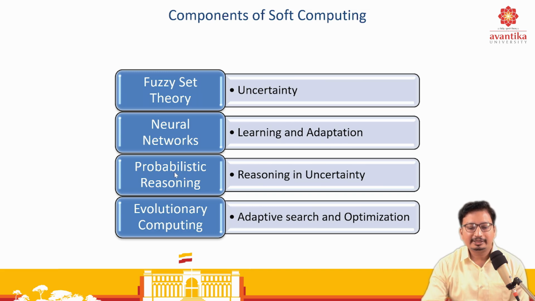Then next is probabilistic reasoning. We have seen a lot of probabilistic reasoning algorithms, which generally work on probability for finding the precise solution. So here we use reasoning under uncertainty. And finally, we are using evolutionary computing, which is adaptive in nature and uses optimization algorithms. So these are the 4 components which generally cover the soft computing approaches.